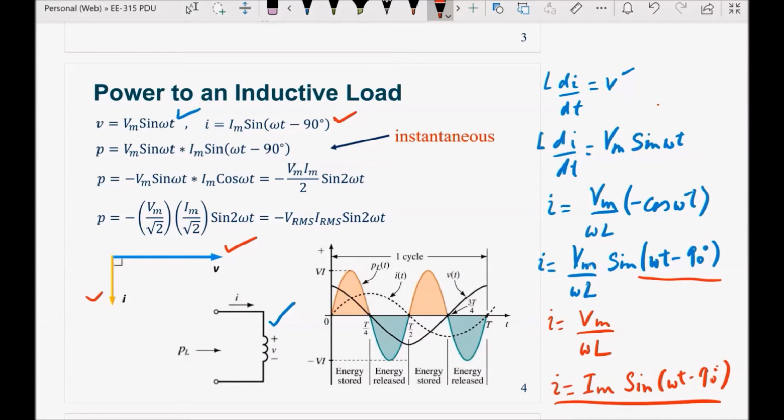Our next step is to find out the power consumed in a circuit. The expressions for instantaneous voltage and current are given, which are these two. Okay, now we take the simple product. We come up with this expression. This can also be represented in the form of RMS, which is the final expression for the instantaneous power.